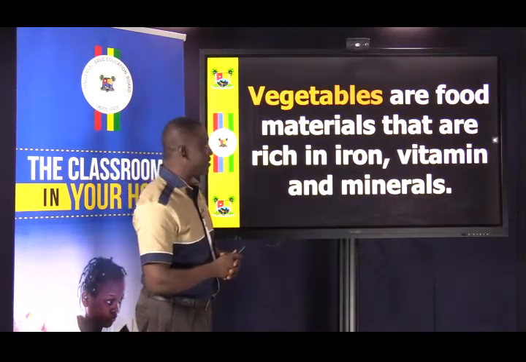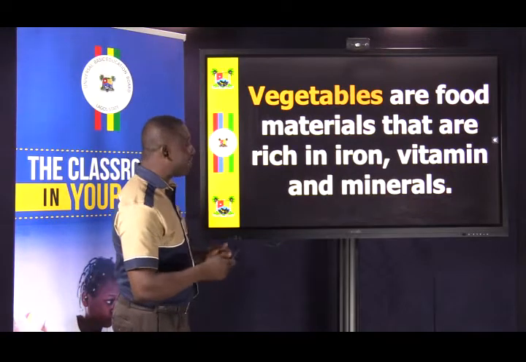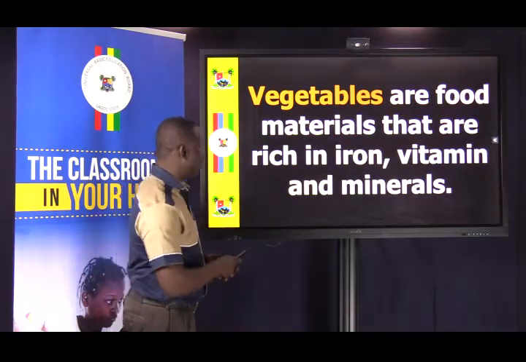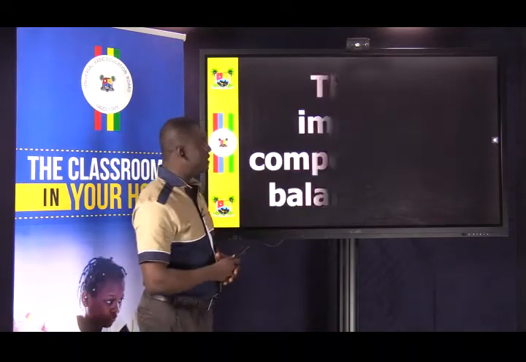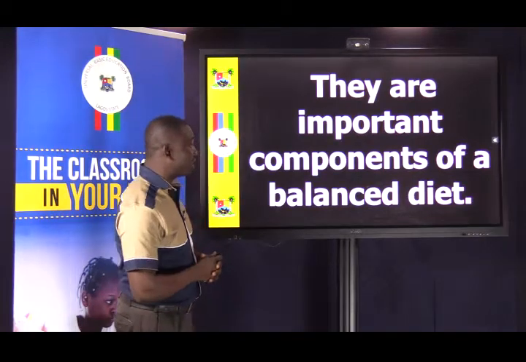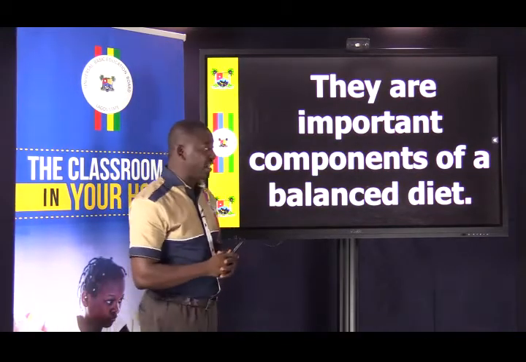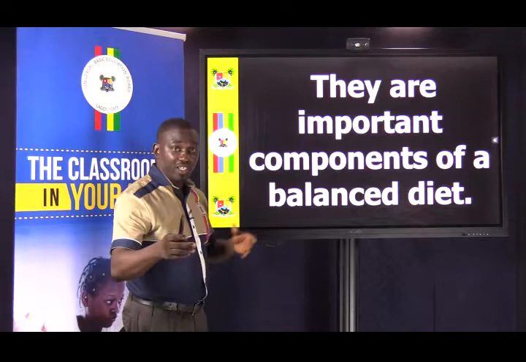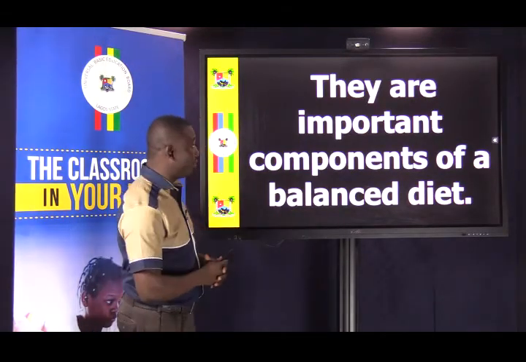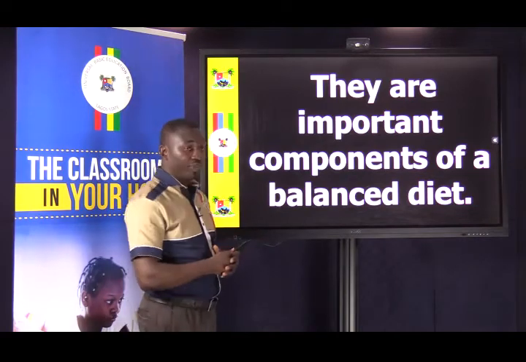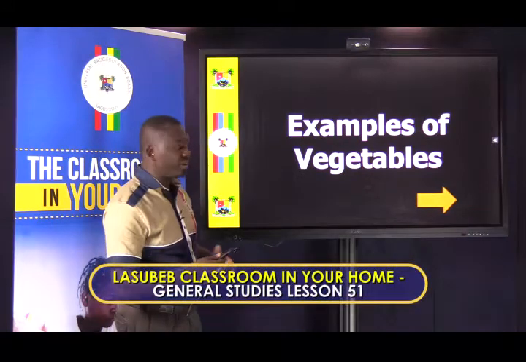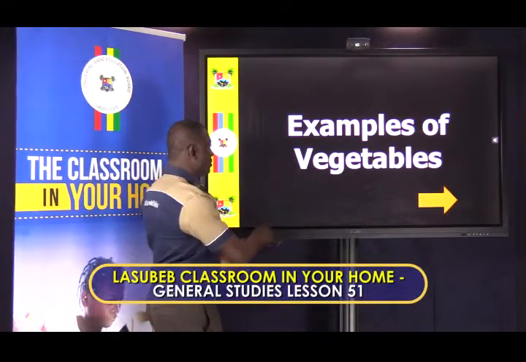Vitamins and minerals. Vegetables are rich in iron, in vitamins and minerals, okay? And you must know that vegetables are important components of a balanced diet. Remember balanced diet? When you eat different foods that are rich in the 6 classes of food, okay? So they are important components of a balanced diet. Now let's look at some examples of vegetables.